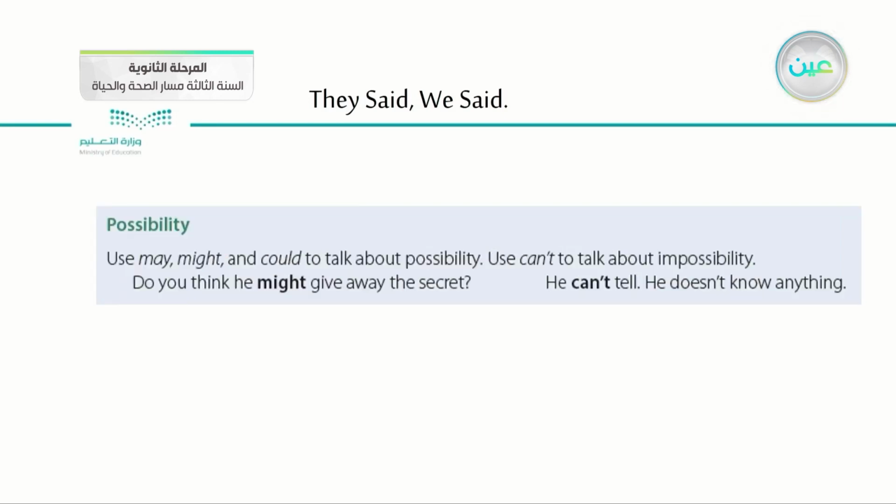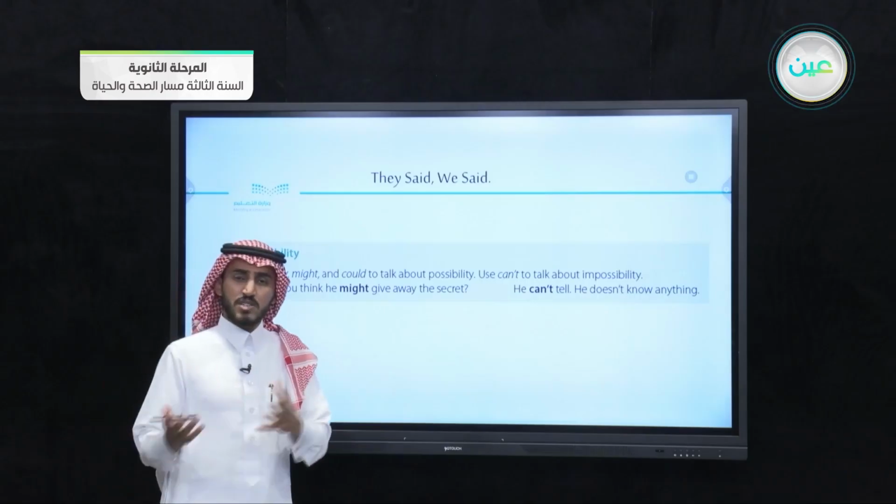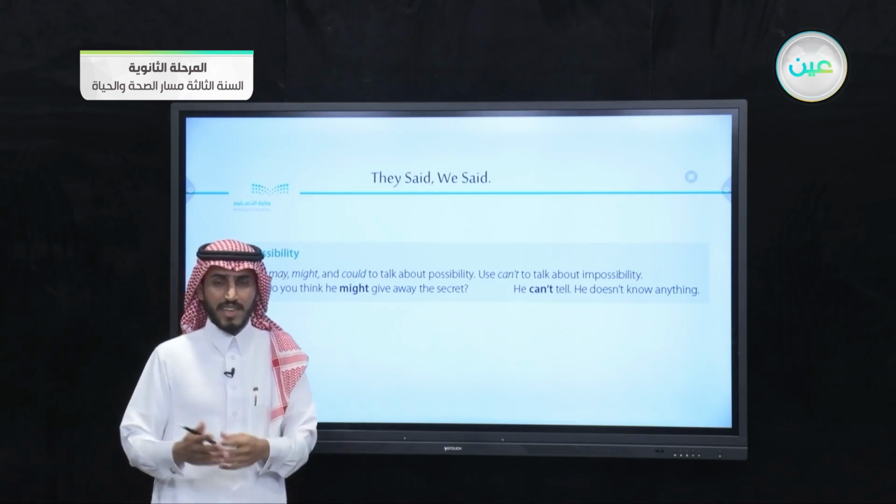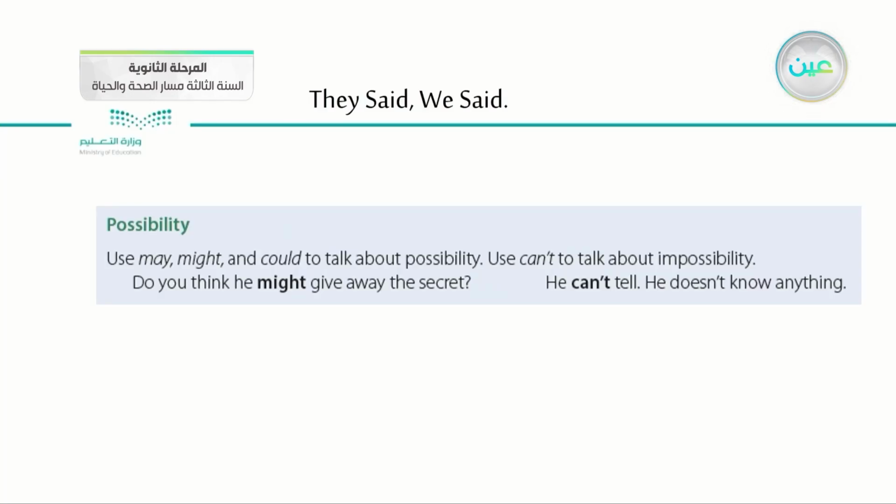After that, we have possibility. What is the meaning of possibility? The chance of something happening or not happening. We use may, might, and could to talk about the possibility of something, and we use can't to talk about impossibility. For example, we say, he can't be my friend because I saw my friend travel to Mecca yesterday. Okay?